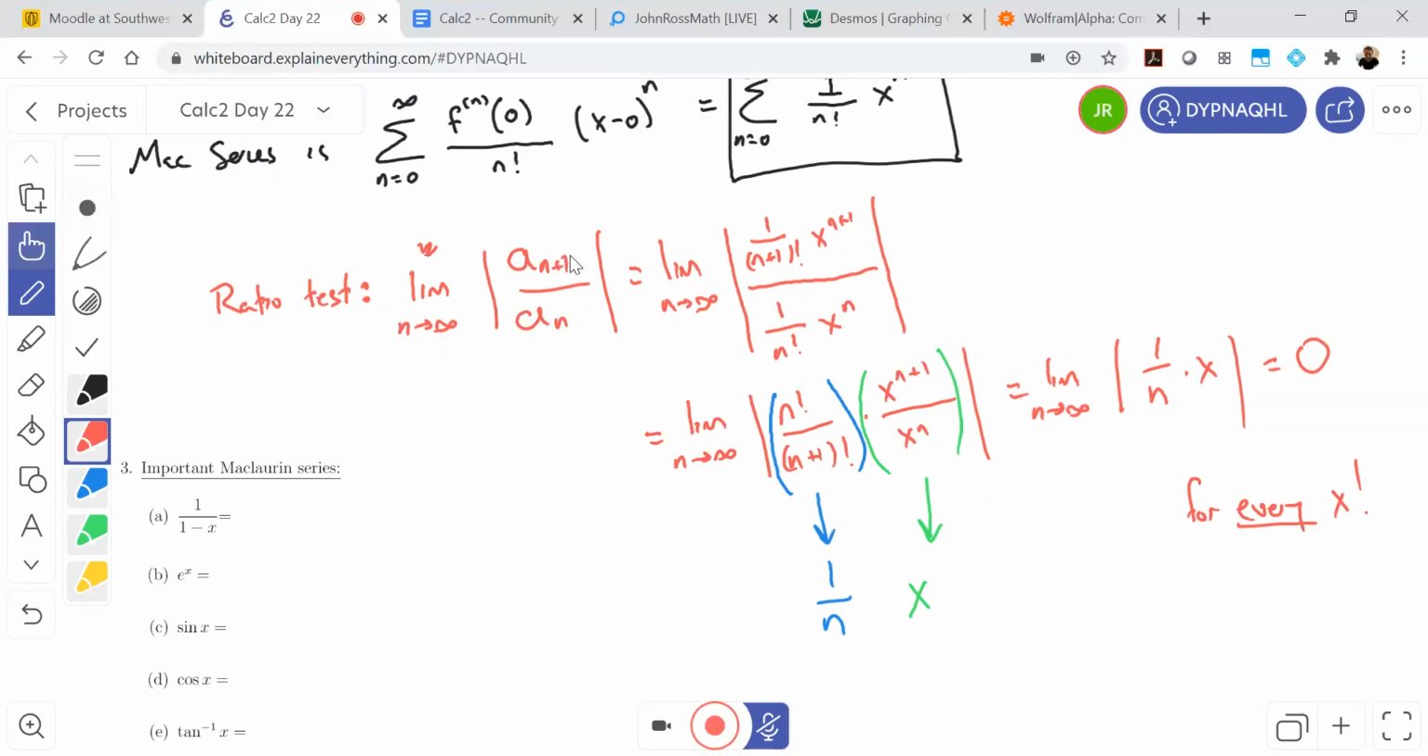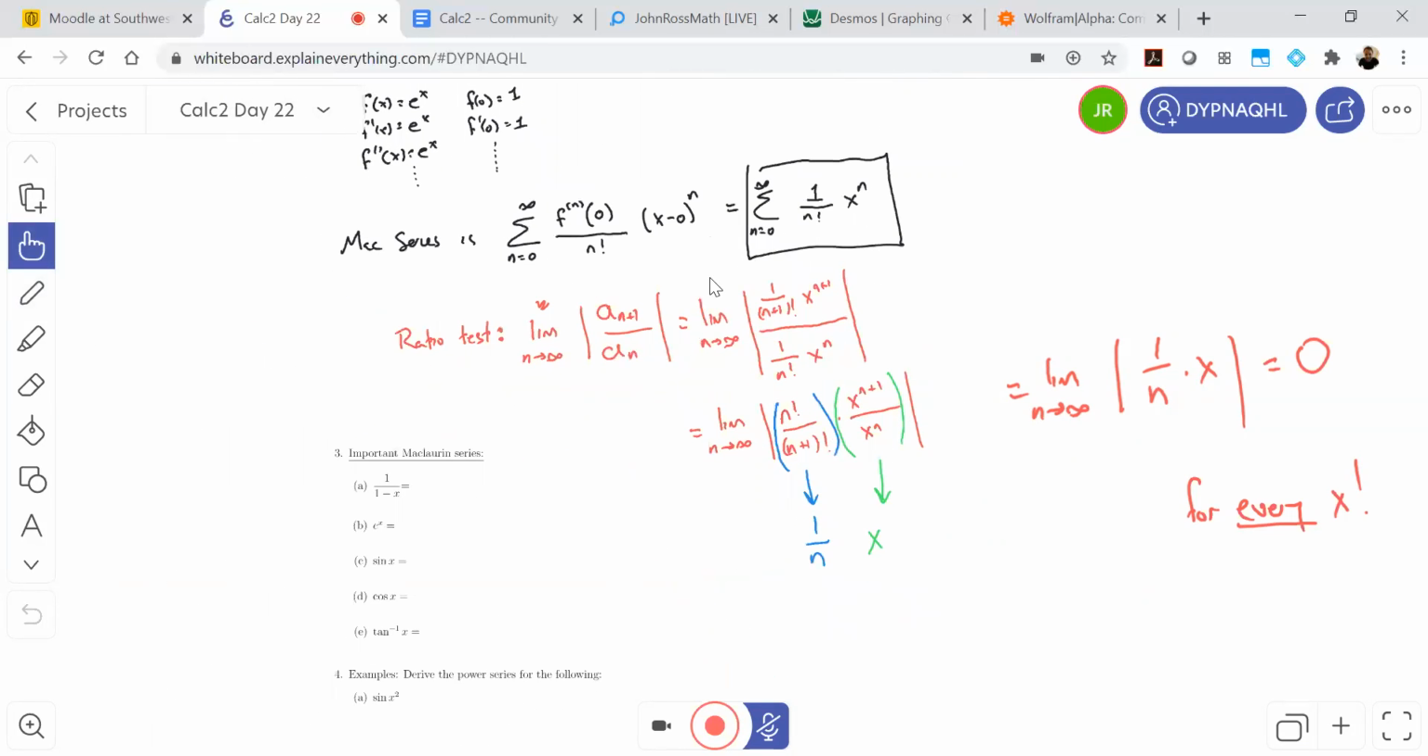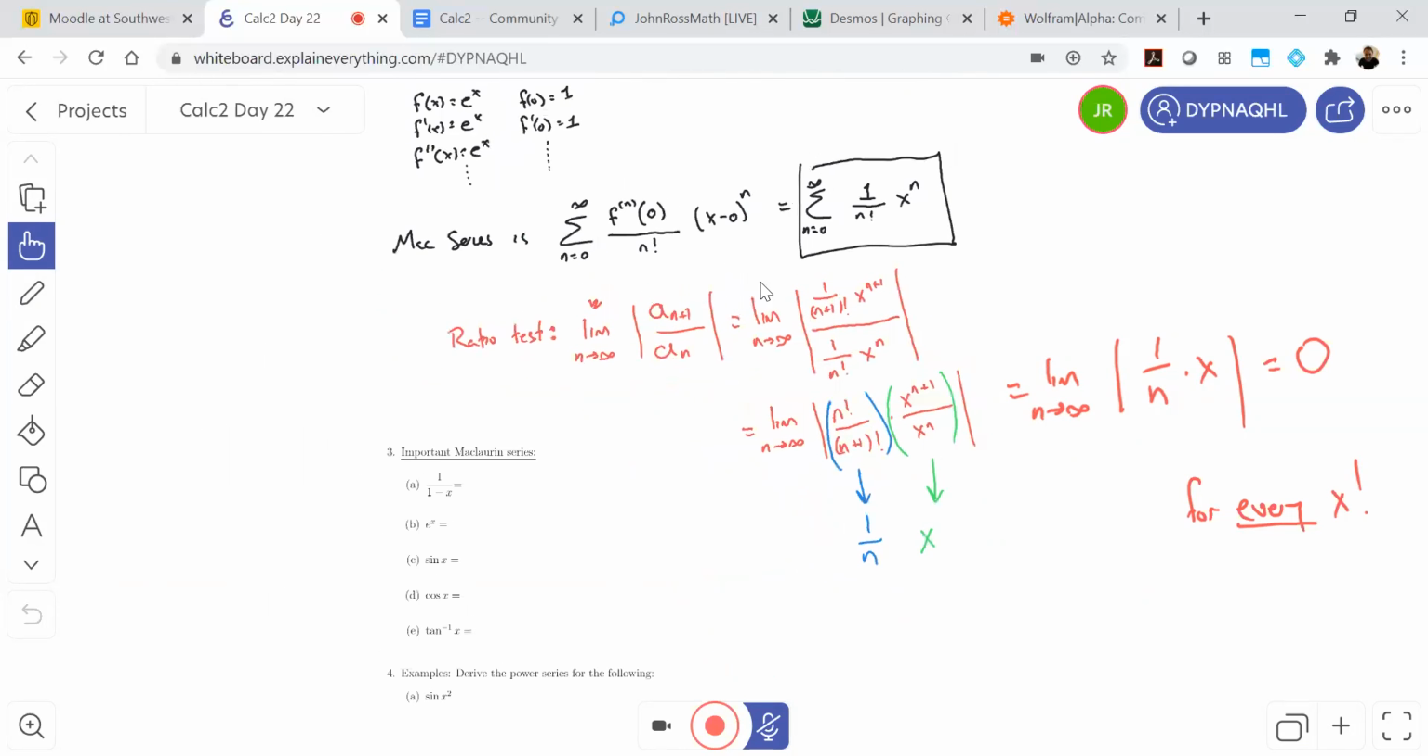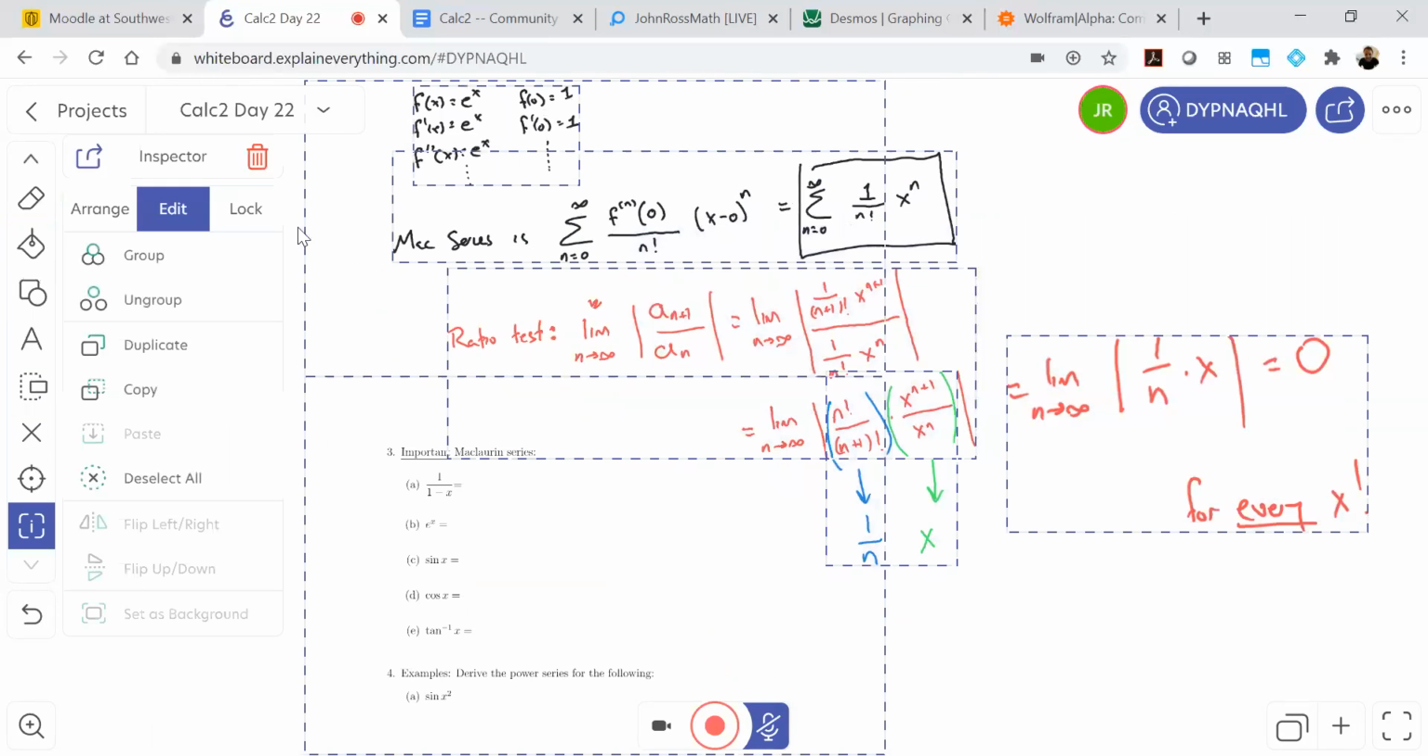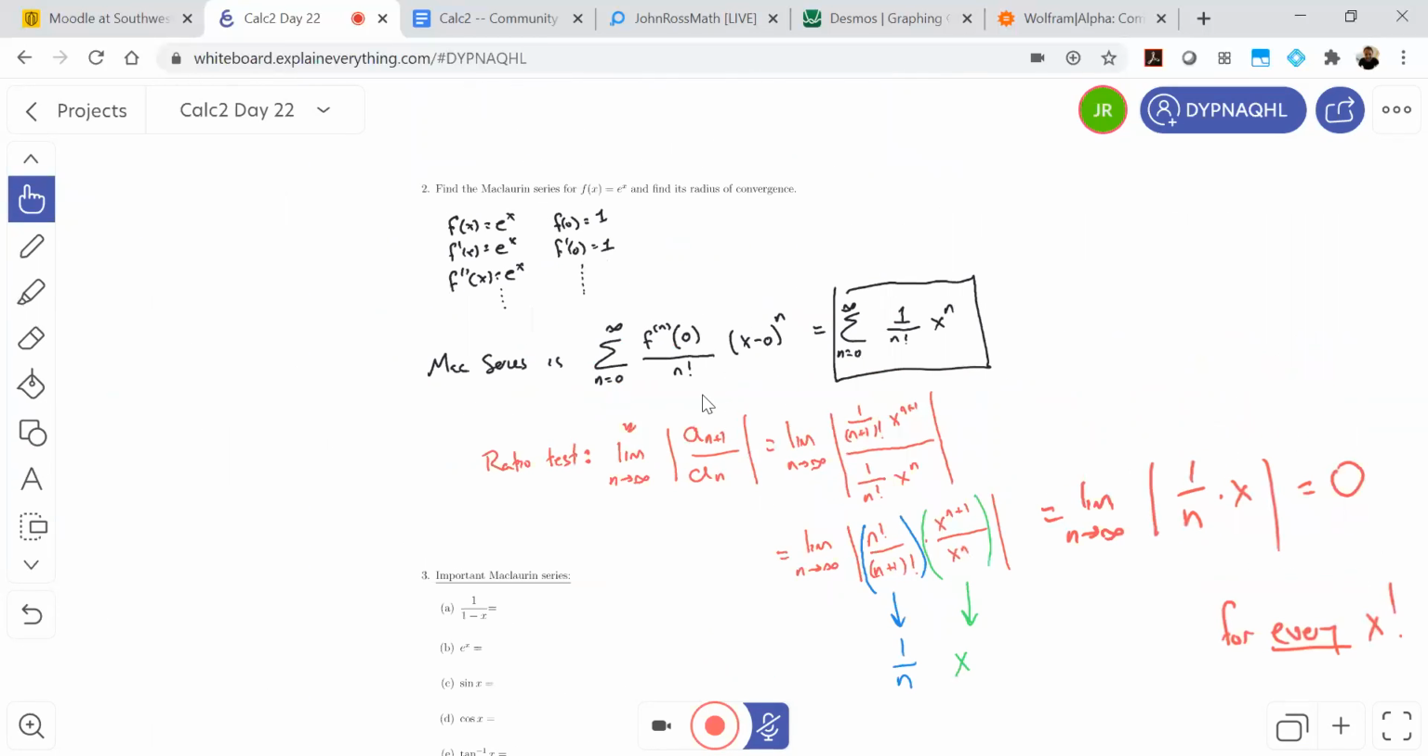In other words, the radius of convergence for this is infinity. For every single x value, we can calculate e to the x using this Taylor series approximation. And I shouldn't even say approximation. We can calculate e to the x perfectly using this Taylor series.